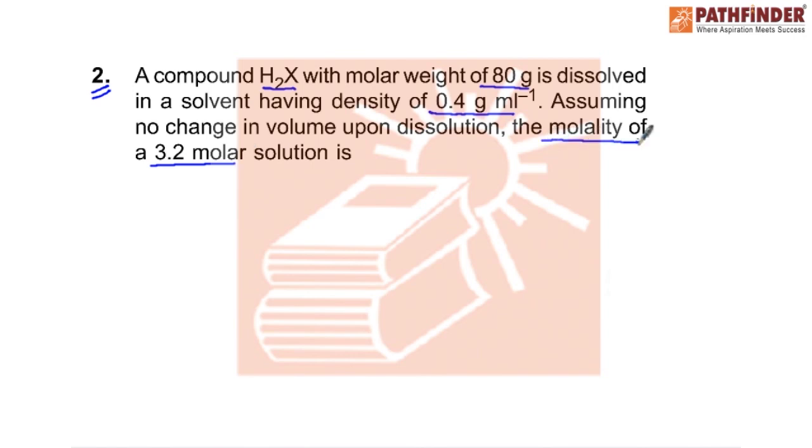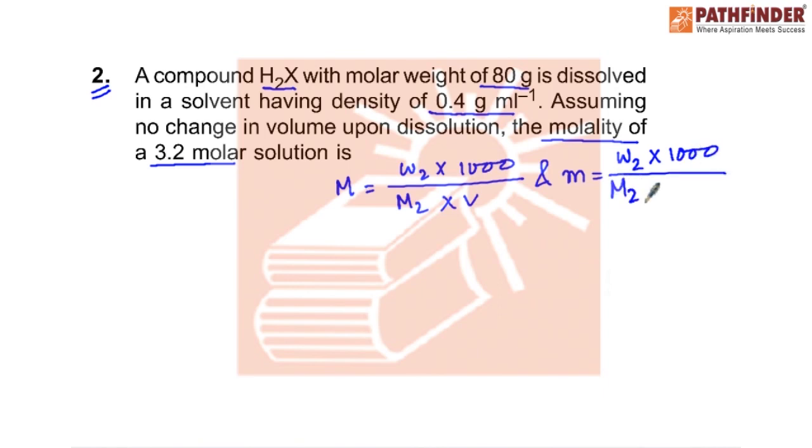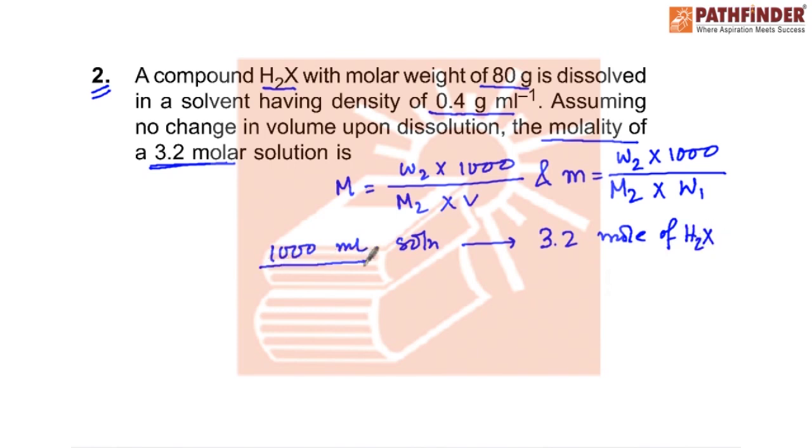Now as we have discussed, molarity equals W2 into 1000 divided by M2 into V, and molality equals the mass of the solute times 1000 divided by the molar mass of the solute times the mass of the solvent taken. Now we can solve this in this way. The molarity of the solution is 3.2, so it means that 1000 ml of the solution should contain 3.2 mole of H2X. The density of the solution is 0.4 gram per ml, so the mass of the solution would become 1000 times 0.4 gram, which would contain 3.2 mole.